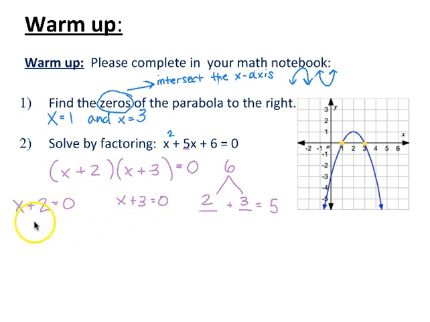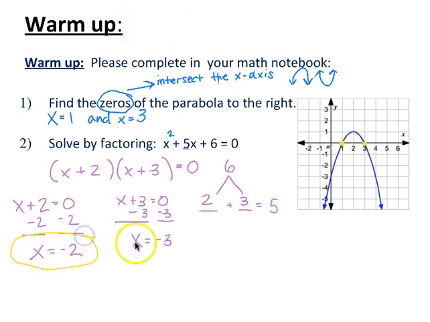Subtract 2 from each side to solve x plus 2 equals 0, and I get x equals -2. That's one of my possible answers. Then I'm going to solve this other equation where I have x plus 3 equals 0. I'm going to solve it by subtracting 3 from each side, and I get x equals -3. So when I solve by factoring, I get that x can equal -2 or x can equal -3. Those are my two answers, and I did it by factoring.